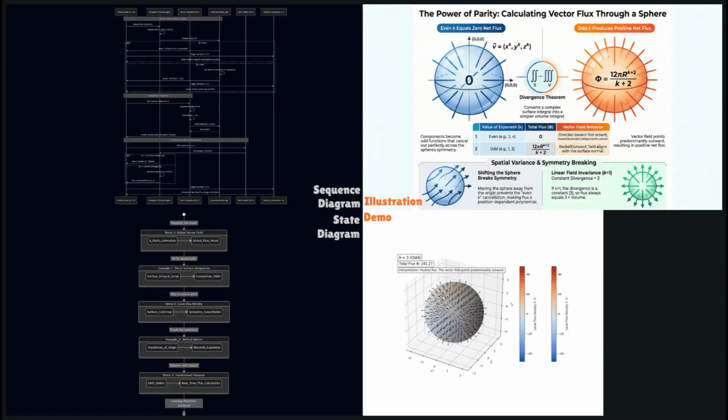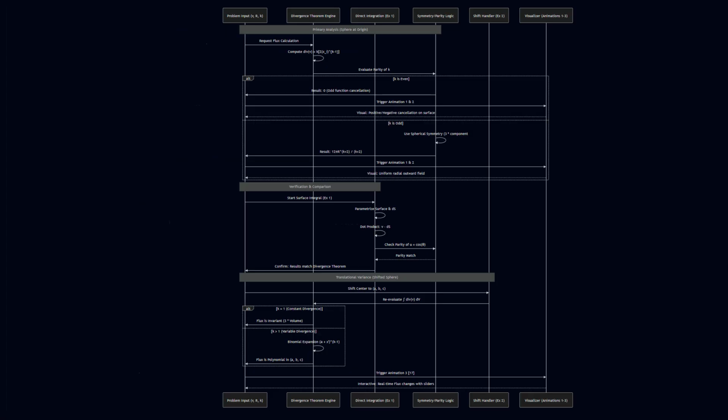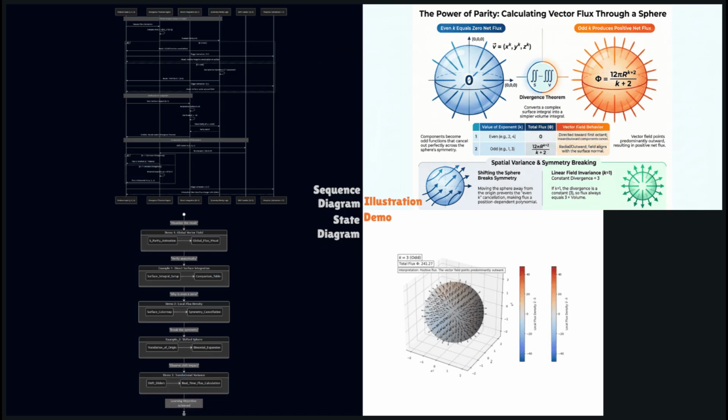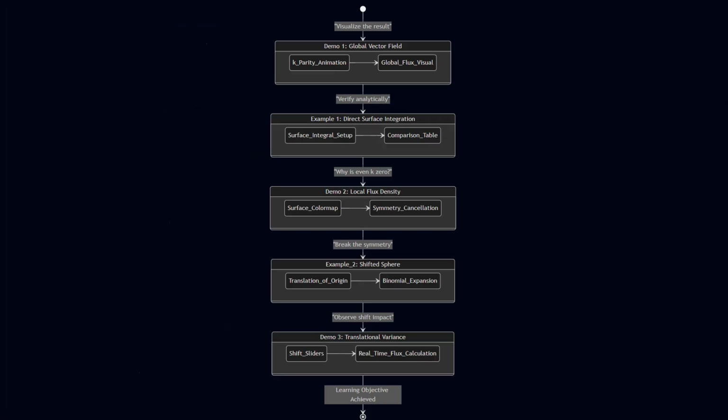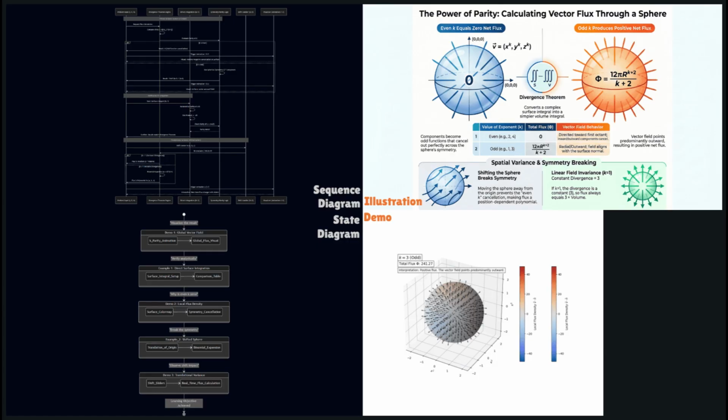By following the logical workflow established in the derivations, the sequence diagram shows how the system chooses between different paths, either concluding that the total flow is zero or triggering a specific formula to calculate a positive result. It bridges the gap between abstract theory and the interactive animations that visually prove these concepts.